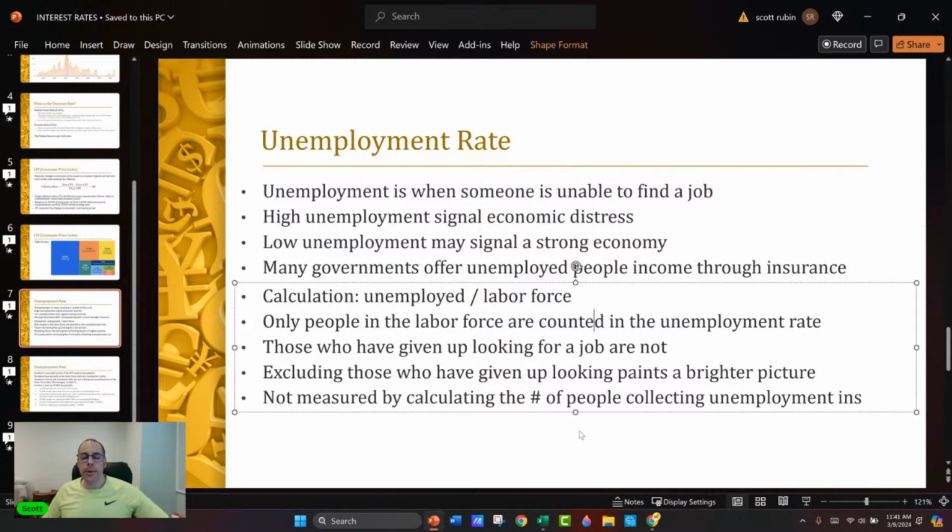And I'm sure some people complain, oh, it's not fair that people get unemployment insurance, that's my hard-earned money. If you were unemployed, you would be extremely thankful there was unemployment insurance to help you feed your family and pay the bills.